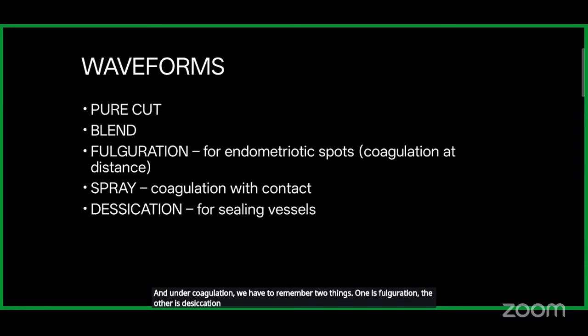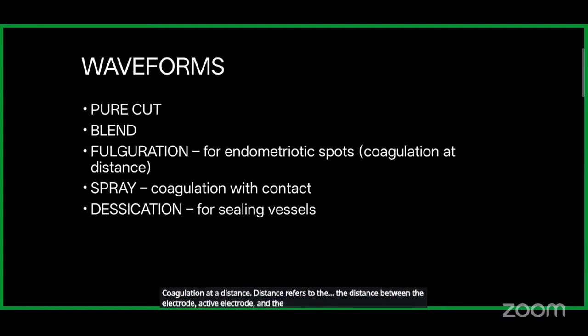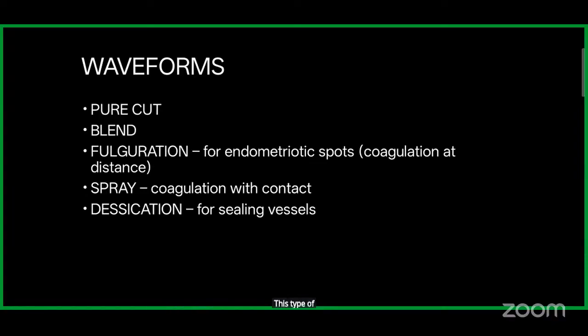What is the difference between fulguration and desiccation? Fulguration means coagulation at a distance. Distance refers to the distance between the active electrode and the tissue, which will be 0.5 to 1 millimeter. This type of coagulation is used in endometriotic spots. Whereas desiccation refers to coagulation with contact. It is used for sealing the vessels.